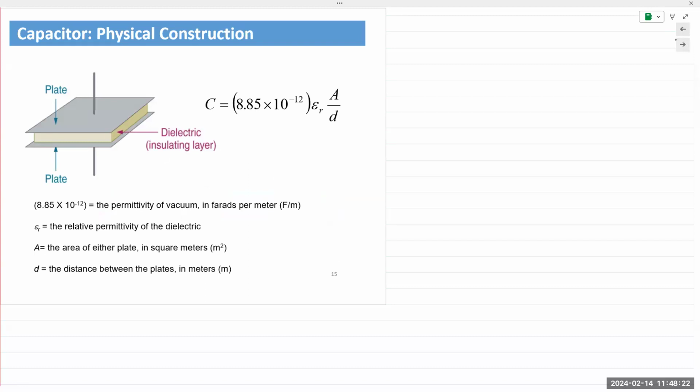Physical construction of a capacitor is given by the equation C = epsilon A over D. Greek letter epsilon, and that epsilon is given by the product of epsilon 0 and epsilon R. Epsilon 0 is a constant, the permittivity of free space, permittivity of vacuum, in farads per meter. And epsilon R is the relative permittivity of the material of the insulator.